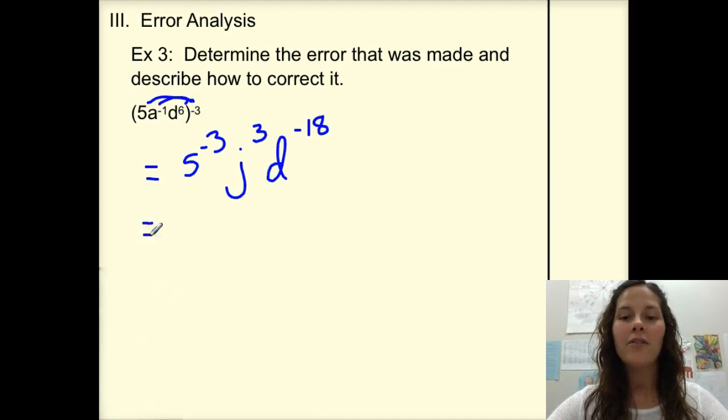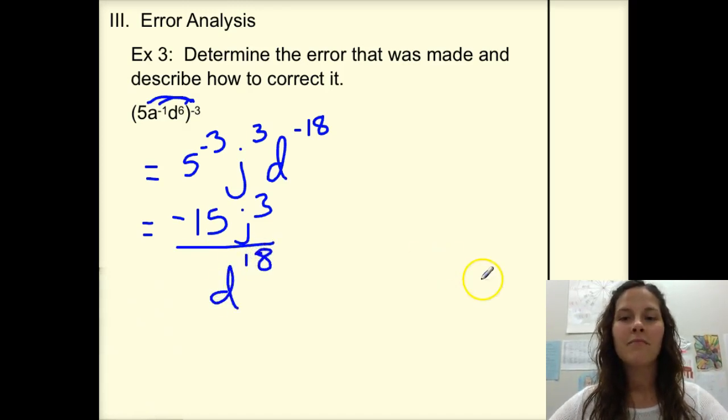Next, I'm going to do 5 times negative 3 and get negative 15, j cubed, and my d to the negative 18th will move to the denominator, and the exponent becomes positive. Catch the mistake on that one, and we'll talk about it together.